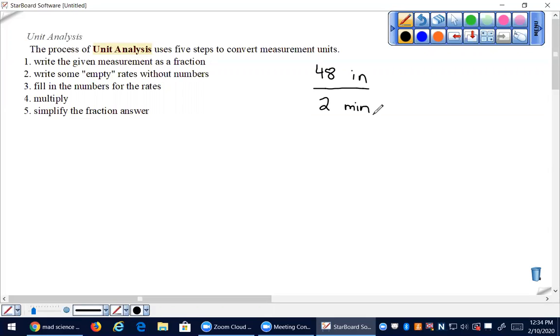Feet per minute. How fast does a jet travel at 65,000 feet per minute? Okay, sure. 65,000 feet per minute for 1 minute. How fast is it going in miles per hour? Okay, sure. That'll work.